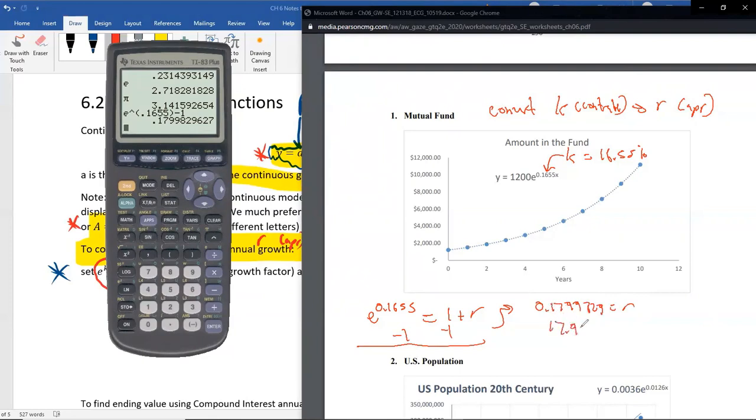So that's 17.99829. Now, this k was rounded to 2 decimal places, so let's round this to 2 as well, which would make it 17. The 8 would tell us to round up, so actually it becomes 18%.